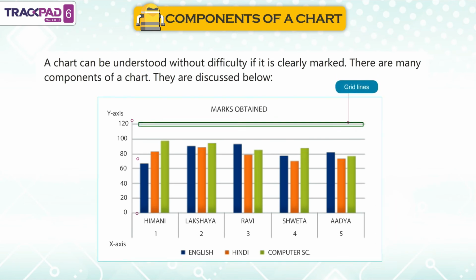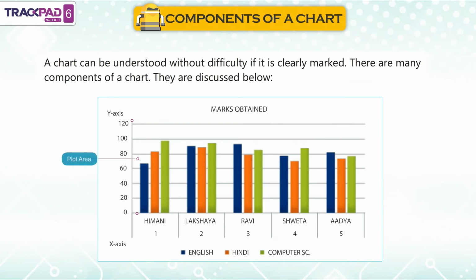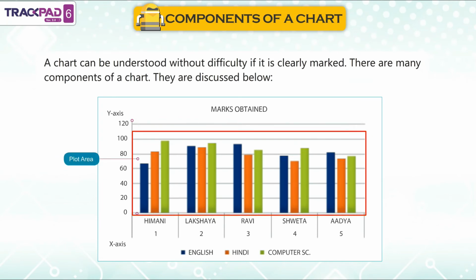These can be either horizontal or vertical lines depending on the selected chart type. It makes it easier to read and understand the values. Plot area. It is a rectangular area which contains two axes. It carries the actual chart and includes the plotted data, data series, category and value axis.